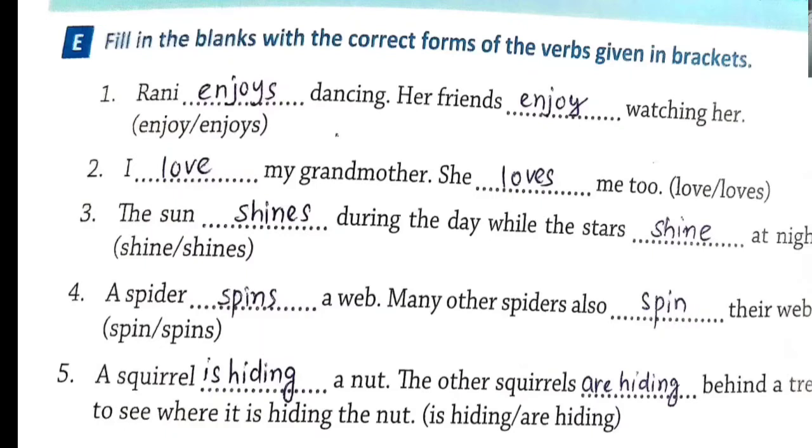Fifth one, a squirrel is hiding a nut. Here see, squirrel is singular, that's why is hiding. Is is generally used when the subject is singular, and the other squirrels are hiding. Here squirrels are plural, that's why you have to use are hiding.